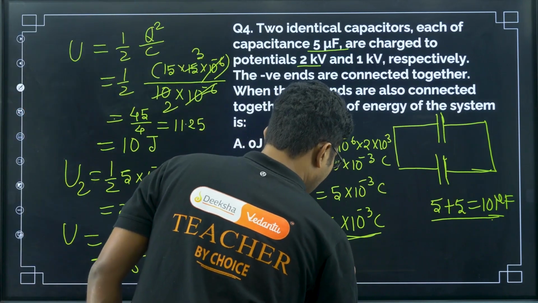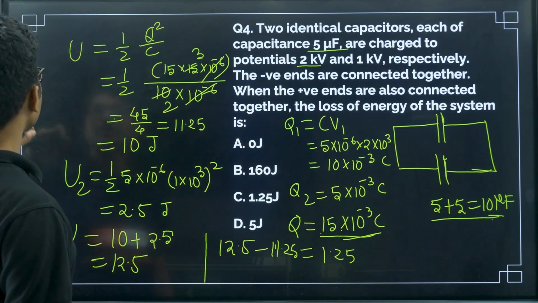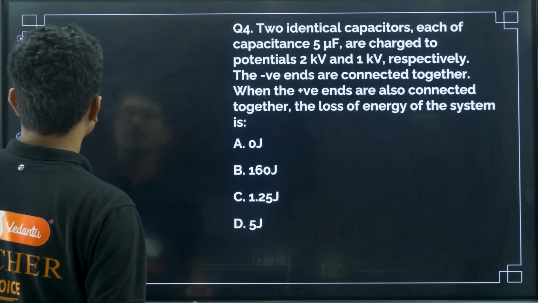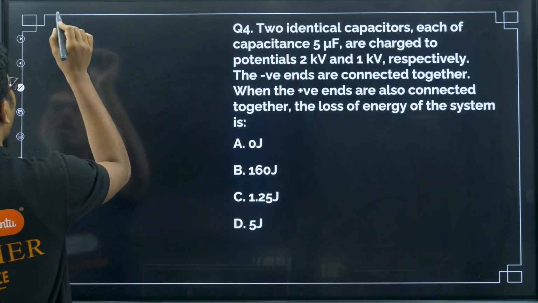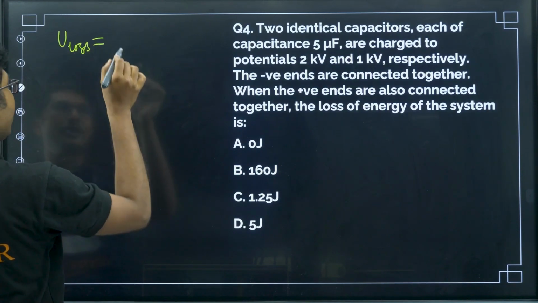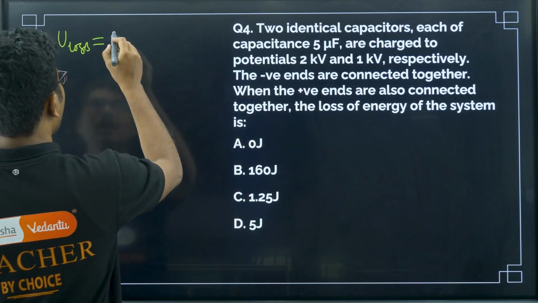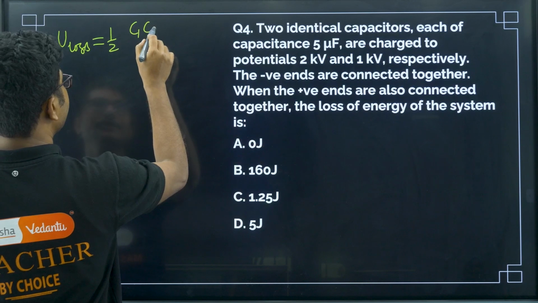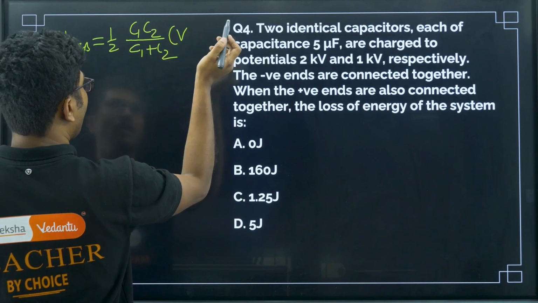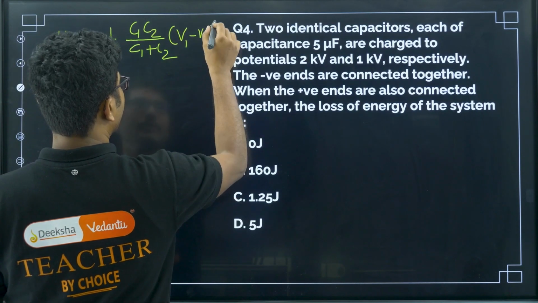So, you might be wondering if there is another way to solve this question. So, yes, there is a shortcut method for this. If you want, I am giving that shortcut answer. So, the shortcut answer for this is the loss of energy when such two capacitors are connected in parallel after they are charged separately, that is given by half C1 C2 by C1 plus C2 times the difference in potential, V1 minus V2 whole square, okay.